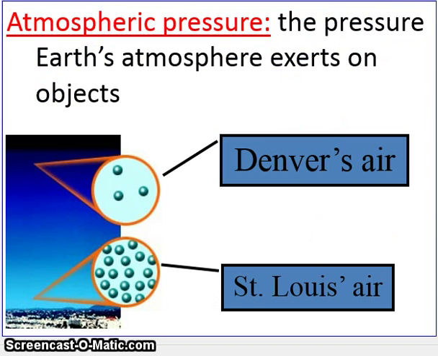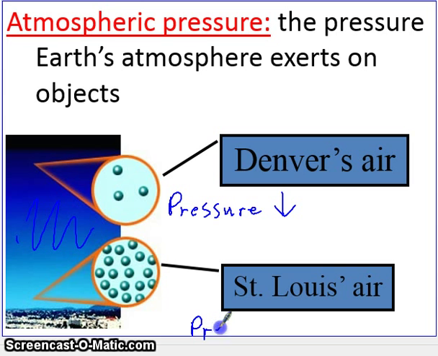Now, pressure usually is measured as atmospheric pressure, and this is the pressure that the Earth's atmosphere exerts on objects, which means this is the pressure due to all the gases in the air that we breathe. Now, the higher up you go, the thinner the air. And so, for example, in Denver, which is a higher elevation than St. Louis, the air is thinner, which means the pressure is lower. So pressure is lower in Denver. In St. Louis, we're closer to sea level, or lower, so the pressure is actually higher.